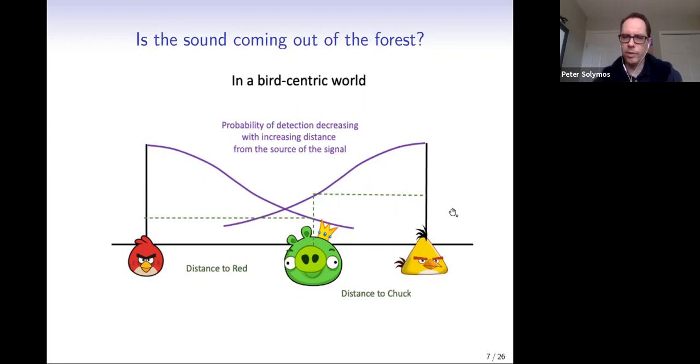So I just wanted to put this out, and this is also a nice way of using some familiar faces to describe this relationship. Hopefully this is going to stick. It's a bird-centric world, and we are measuring distance from the angry birds and not distance from the pig.